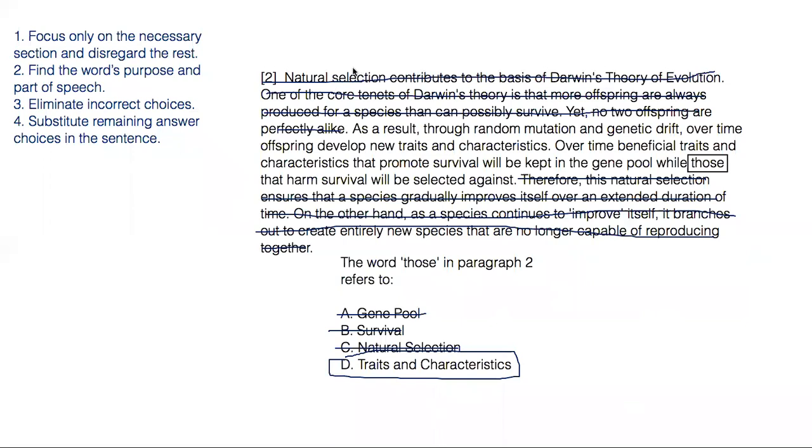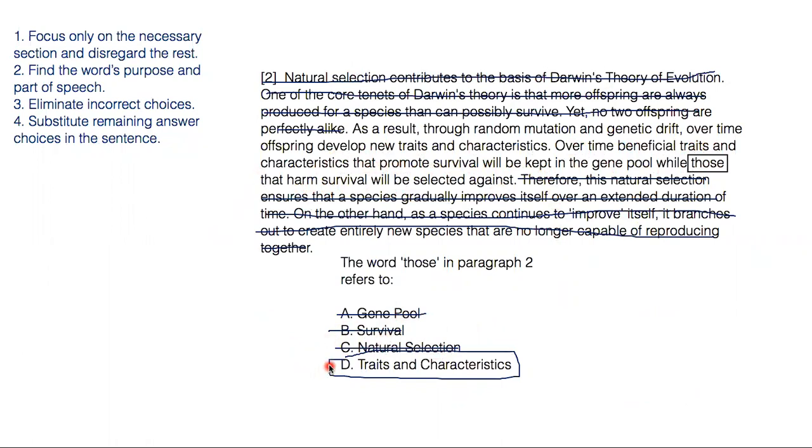Strategy number 4 asks you to substitute remaining answer choices in the sentence. So if we had eliminated 2 answers here, then we would substitute the remaining 2 to make sure that they make sense. Just to show you how this would work, let's choose survival and the answer that we've chosen so far and see how they work in our sentence. "Over time, beneficial traits and characteristics that promote survival will be kept in the gene pool, while survival that harms survival will be selected against." So we know that survival is definitely out.